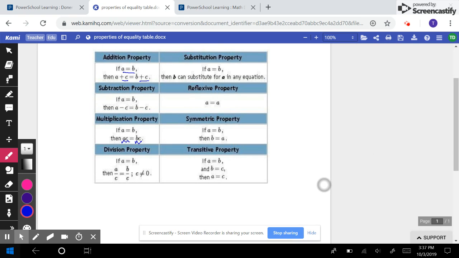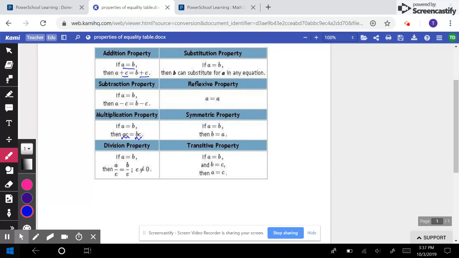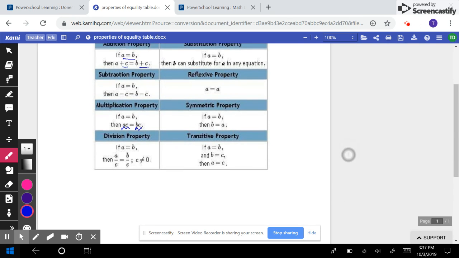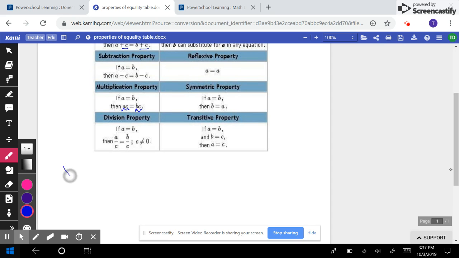We also have the substitution property. That tells us if A equals B, then we can substitute B in for any equation. An example of this is if we know x is equal to y, we can put y in any equation x is in. So we know that x plus 5 equals 7. We can therefore substitute y in for x and say y plus 5 is equal to 7.